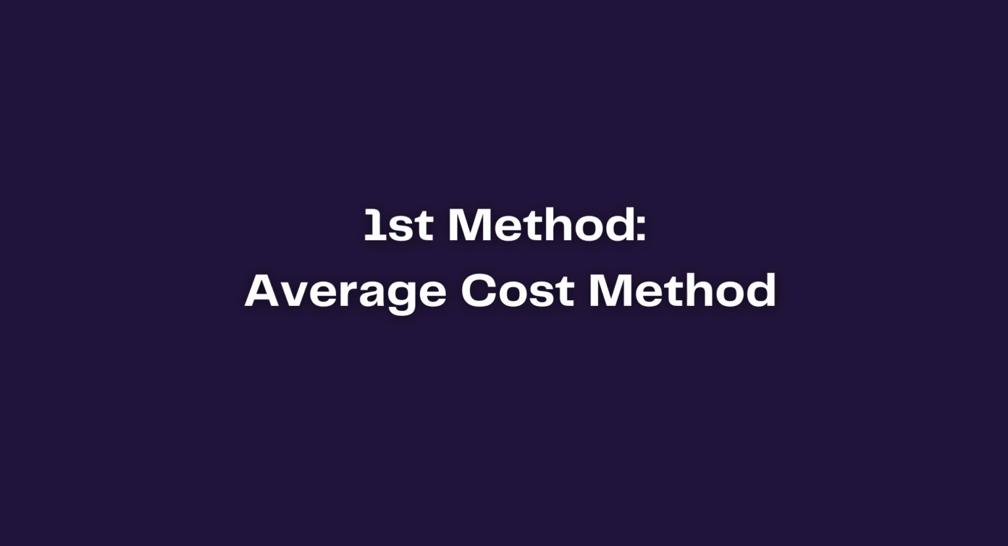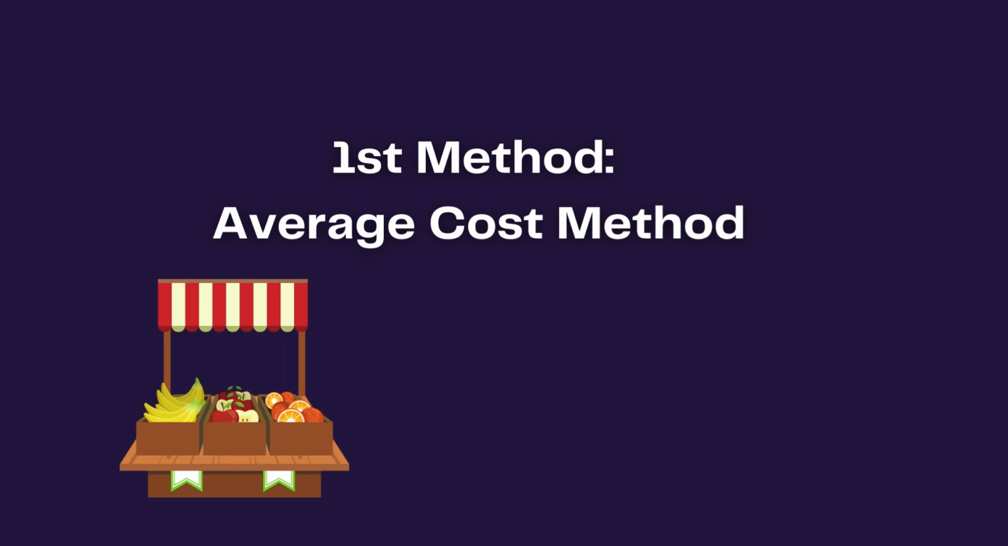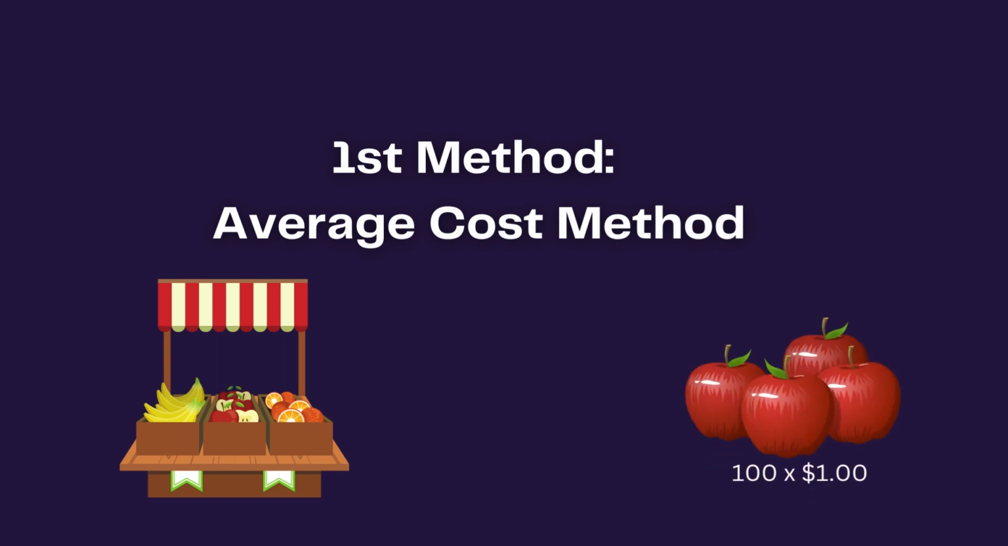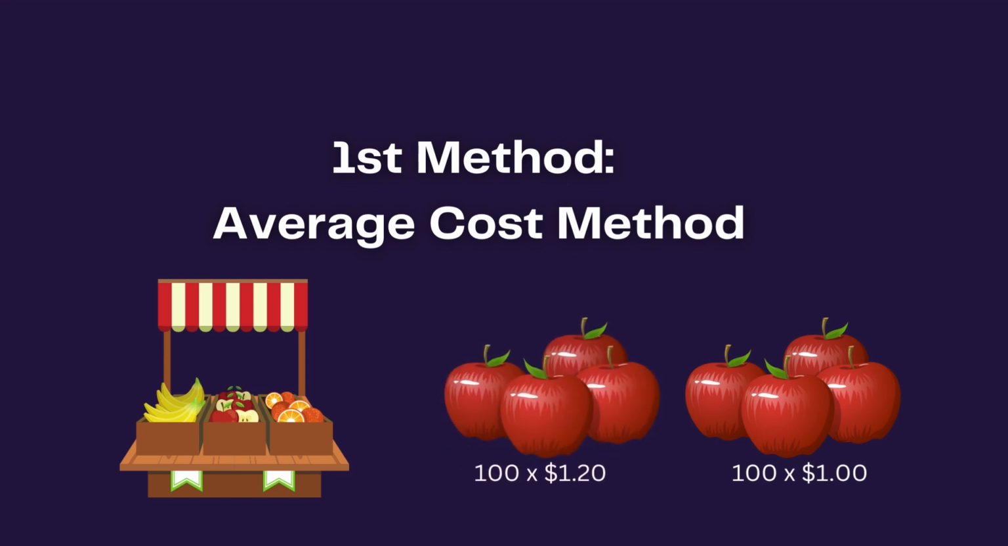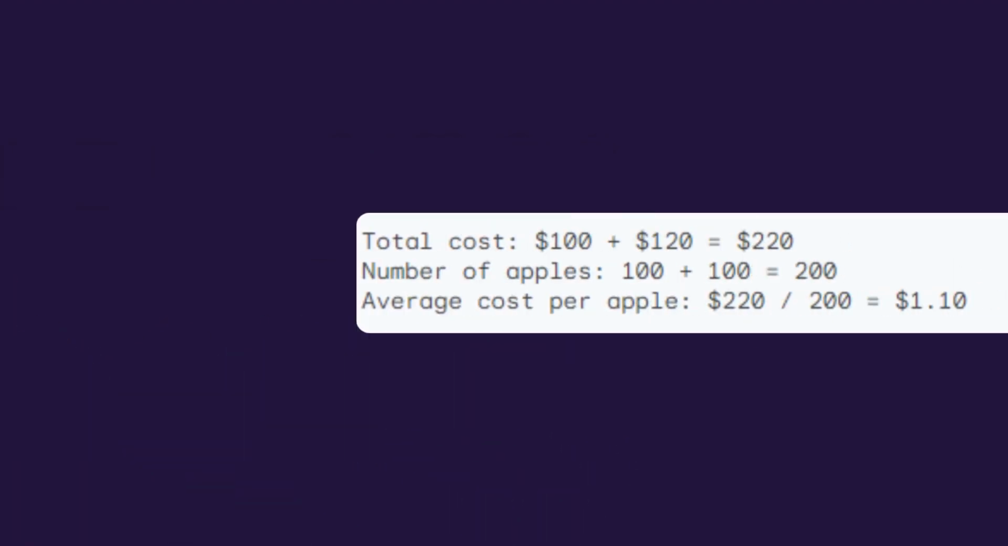Imagine you have a store that sells apples. You buy 100 apples for $1 each on Monday. On Tuesday, you buy another 100 apples for $1.20 each. You want to know how much each apple costs so you can sell them for a profit. The average cost method is a way to figure out the average cost of each apple. You do this by adding up the total cost of all the apples and dividing it by the number of apples. It will look like this.